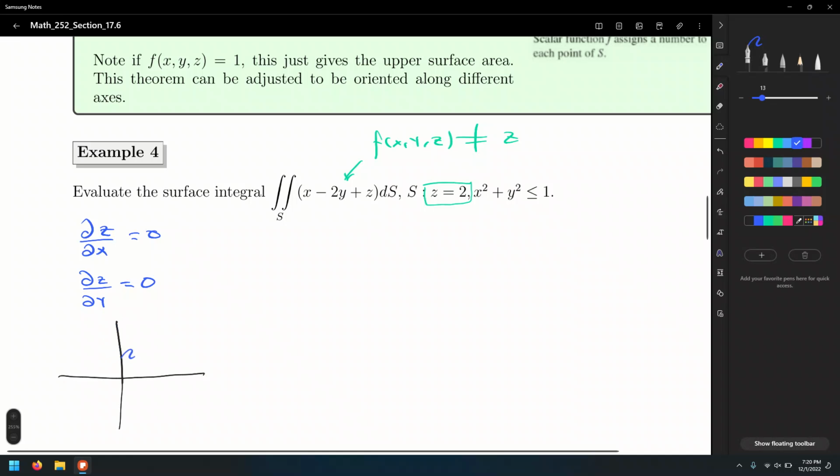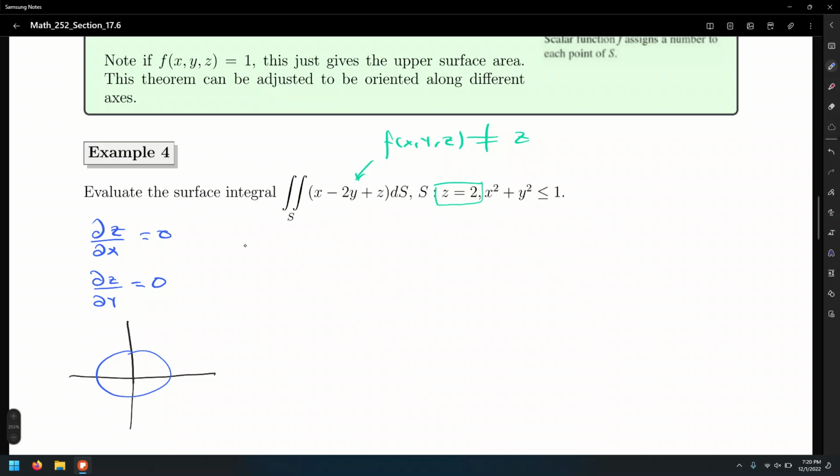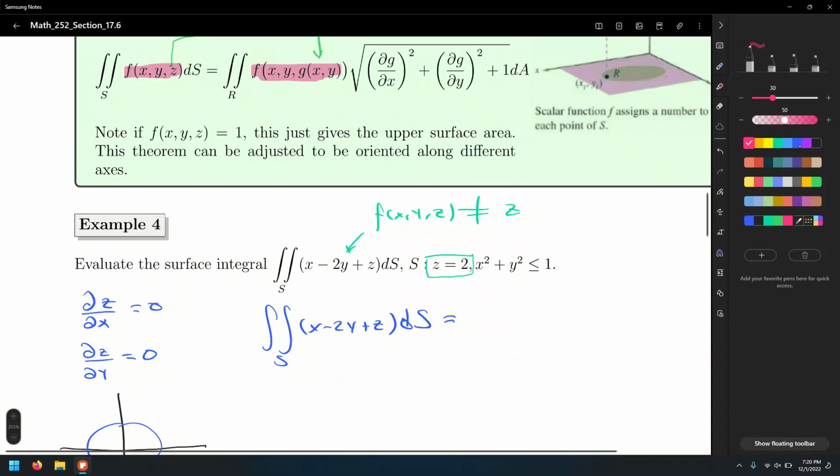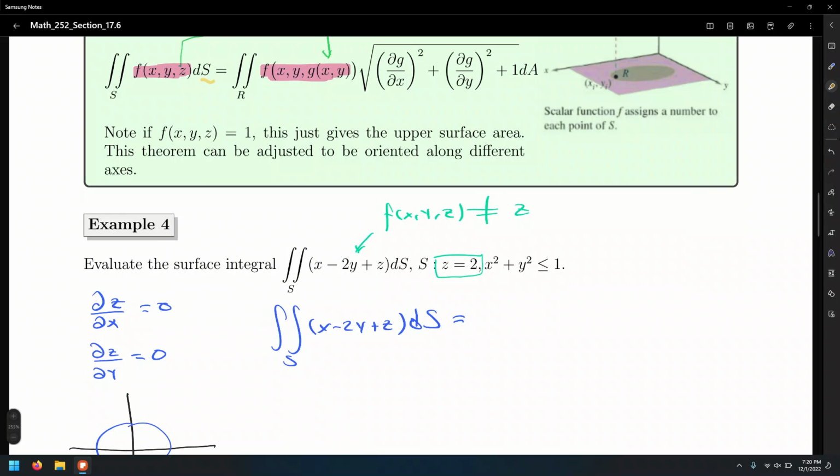That's the unit circle, and let's work with the integral now. So what do we have? That's the double integral of x minus 2y plus z dS. But this dS, again, we're going to replace with the element of surface area. In this case, this dS becomes this whole madness right here.